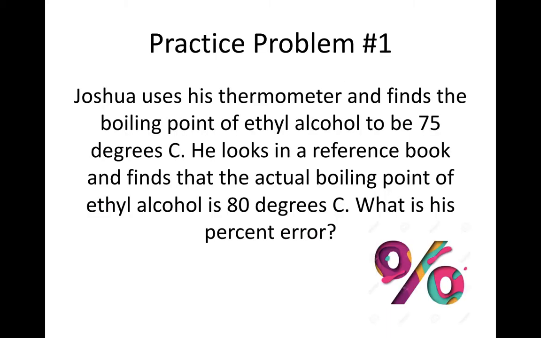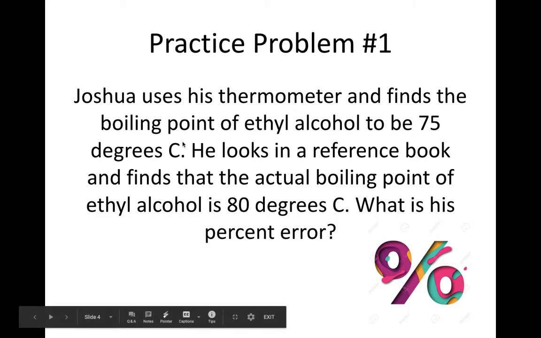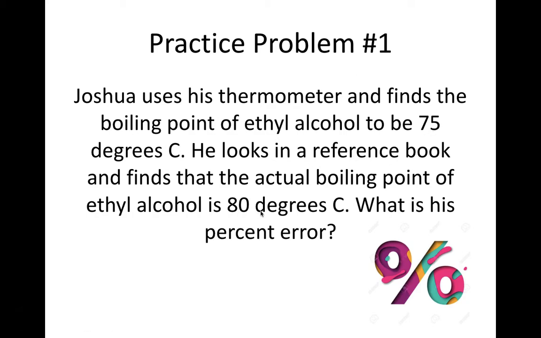The first problem says, Joshua uses his thermometer and finds the boiling point of ethyl alcohol to be 75 degrees Celsius. He looks in a reference book and finds that the actual boiling point of ethyl alcohol is 80 degrees Celsius. What is his percent error? So the first thing we want to do is identify the experimental and the accepted. What is the experimental? What did Josh actually get in lab? So we can see that the experimental is 75 degrees Celsius and the accepted is 80 degrees Celsius. We know the accepted is 80 degrees because that was according to the reference book.